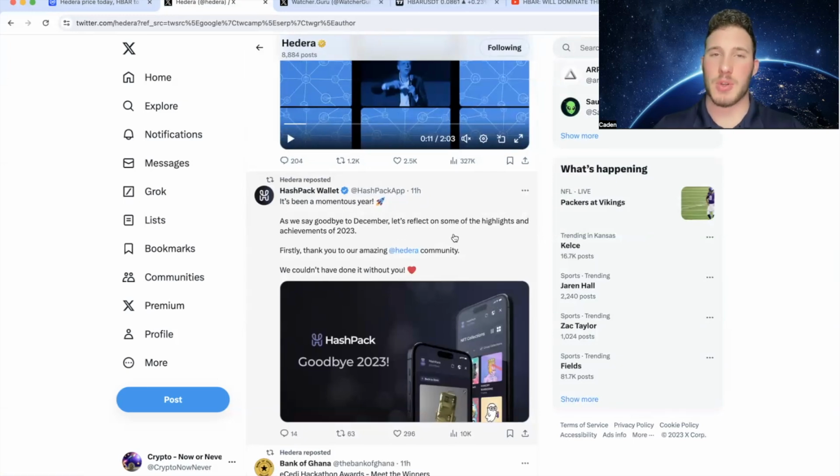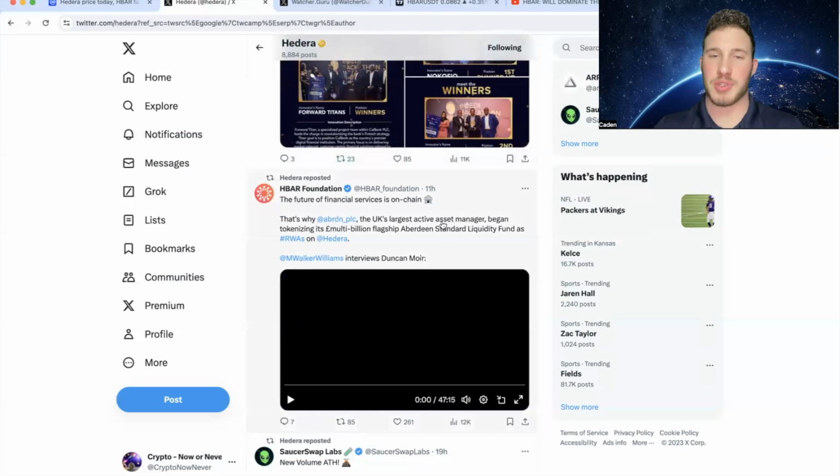And if you guys are still looking for somewhere to store your Hbar, honestly, I recommend using Hashpack. I know this seems rather convenient because this is a Hashpack tweet, but this is personally what I use to store my Hbar. And now what the Hbar Foundation posted 11 hours ago.